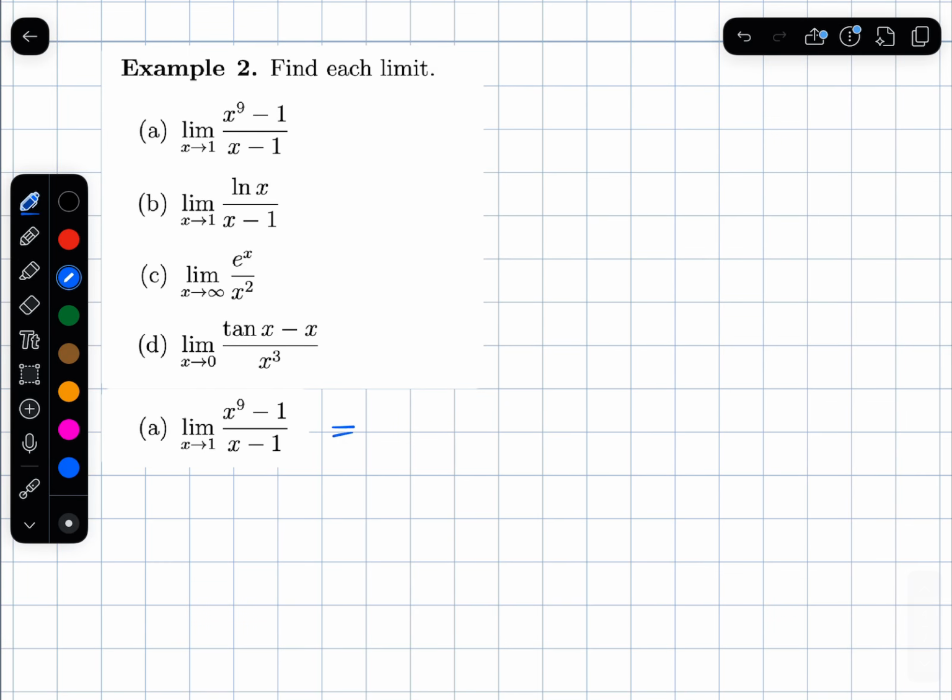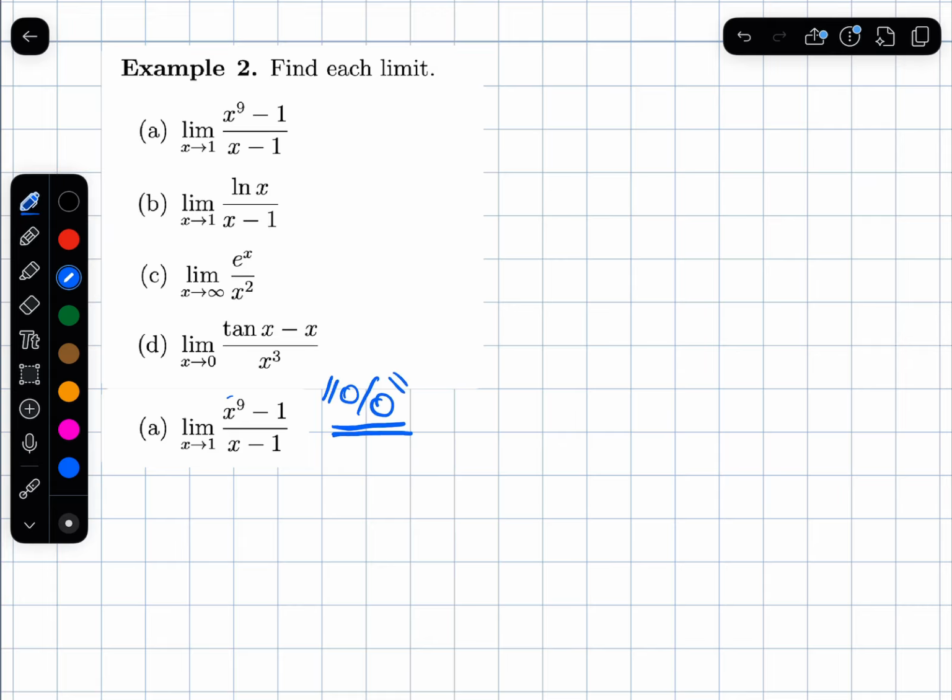Whenever I'm solving a L'Hôpital's rule problem, my number one goal is, again, to be able to plug in whatever x is going towards. So if you see x to the power 9 minus 1 divided by x minus 1, what you want to do is really plug in 1, but you can't, right? Because if you plug in 1, you get 1 minus 1, so that would be 0, and then at the bottom you'd also get 0.